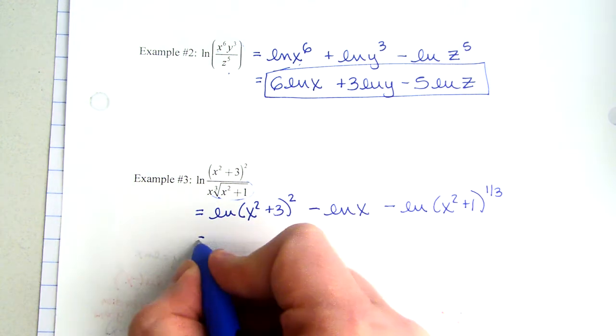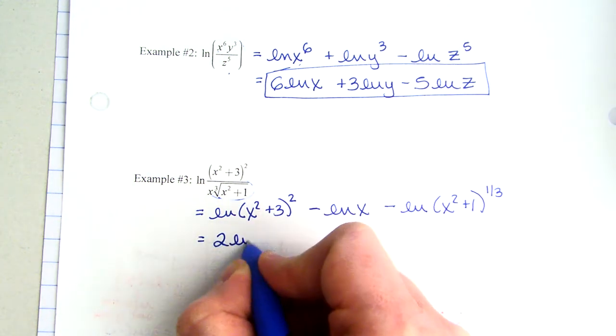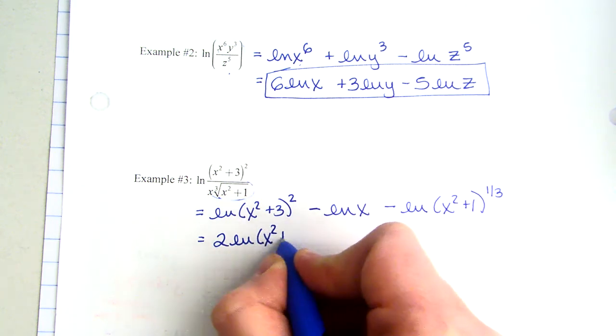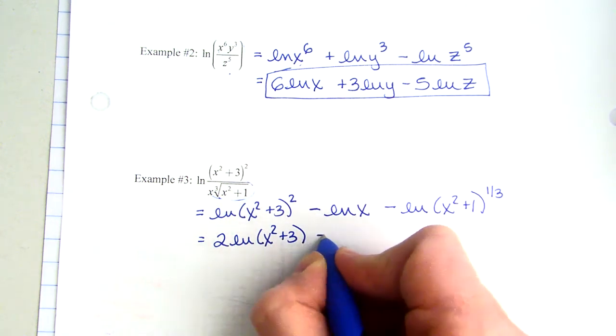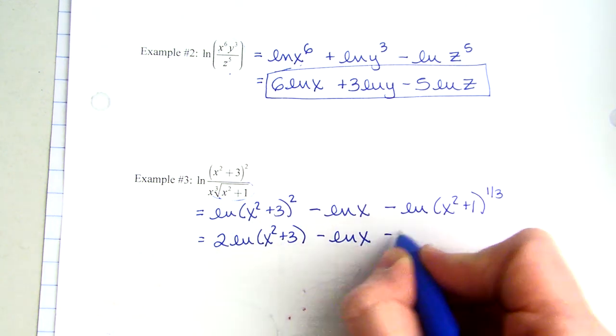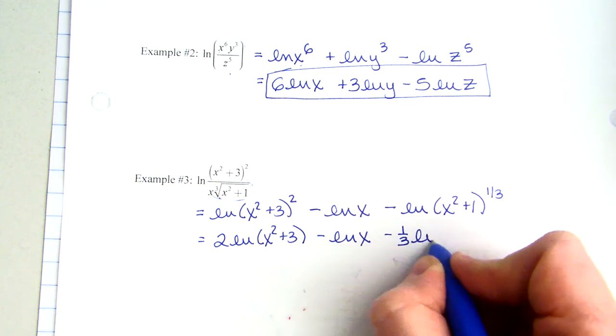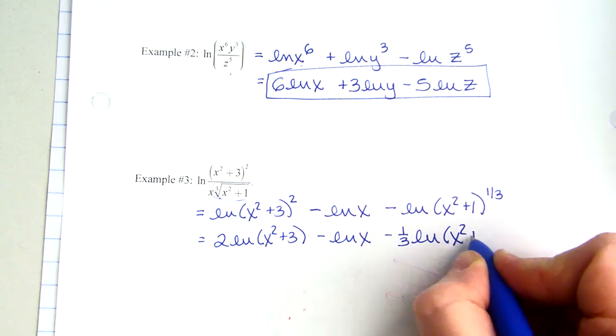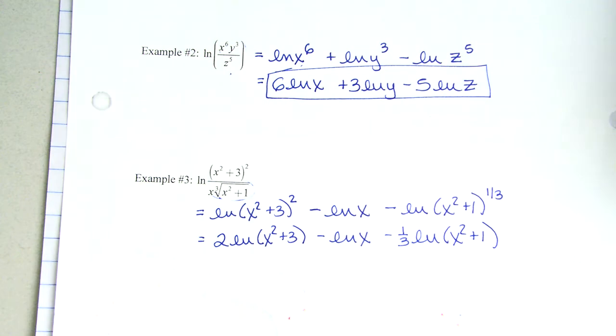Now I'm going to move the powers out front. Your fully expanded version is 2 times the natural log of x squared plus 3 minus the natural log of x minus 1/3 times the natural log of x squared plus 1. That is our final fully expanded answer.